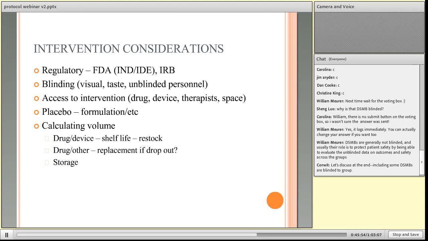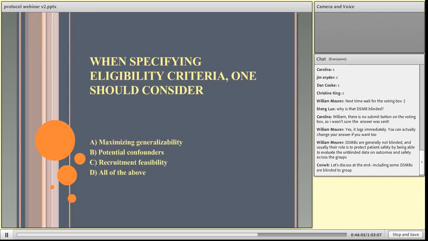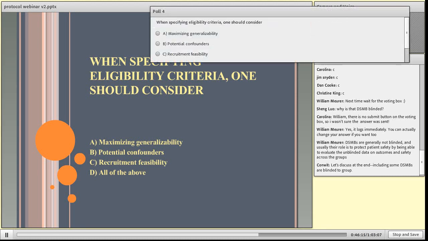As we start to meet face-to-face, then we will have a better idea of what everyone needs in terms of their particular interventions. So we're going to move on to our next quiz question. As you can all see on the screen, here's the question. When specifying eligibility criteria, one should consider which of the following?